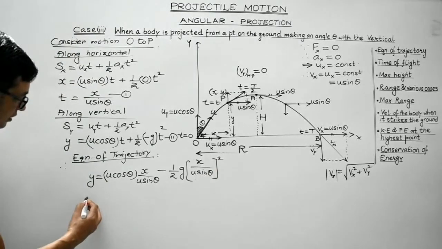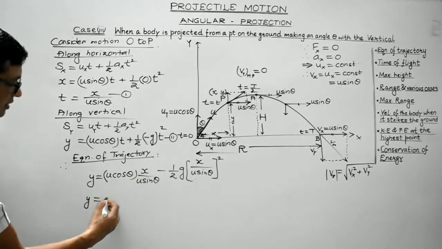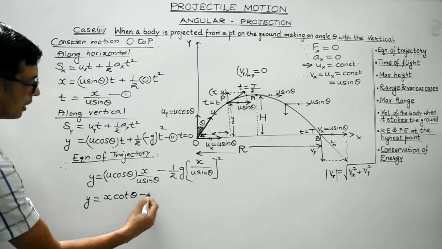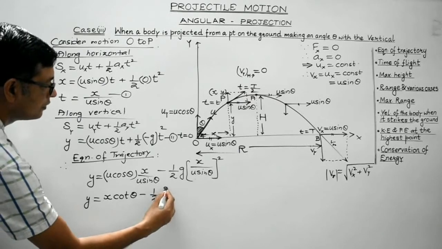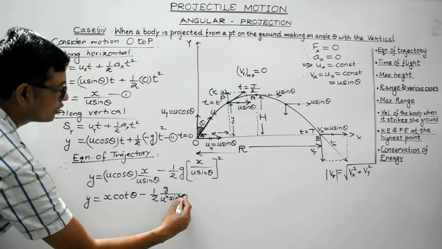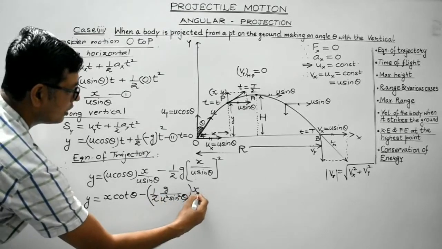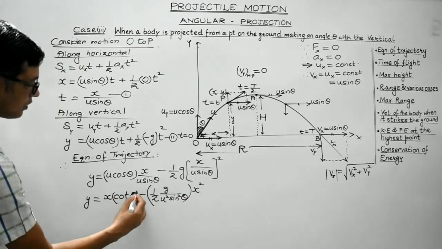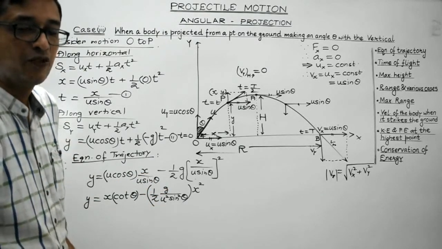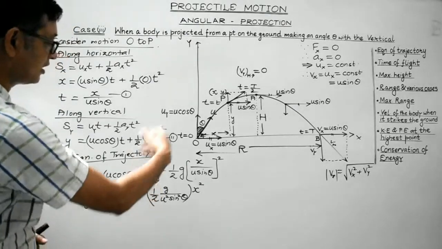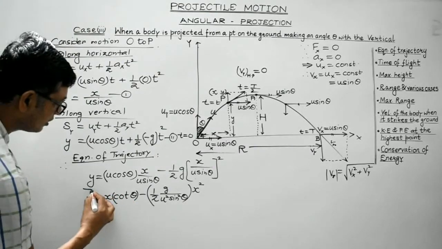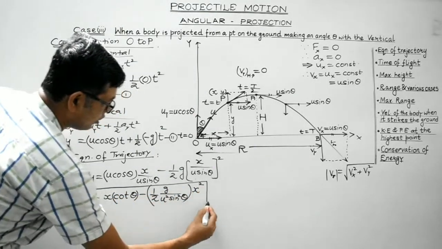Right? So what do we get is y is equal to u gets cancelled. So cos theta by sine theta is cot theta. So x cot theta minus half g divided by u square sine square theta into x square. Right? The term which I have written inside the bracket is constant. For a given angle of projection, theta is constant, g is assumed to be constant, u is the initial velocity, obviously it's constant. So this is, students, the equation of trajectory.